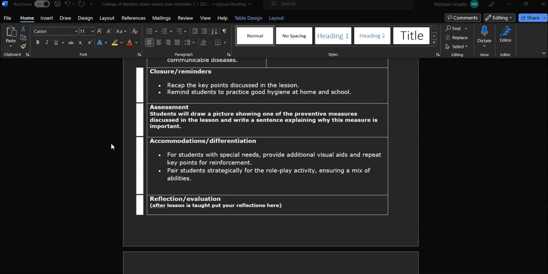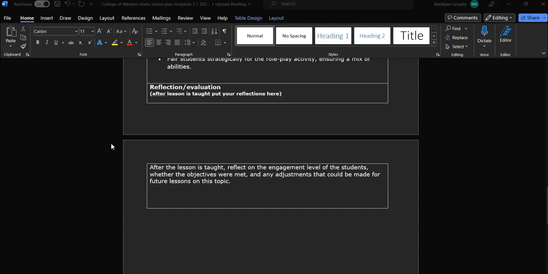For ensuring student recall, to help students remember what was taught, I will conclude the lesson by summarizing the key points and emphasizing the importance of practicing good hygiene at home and school. Additionally, I will provide a handout with the preventative measures for students to take home as a reference. And then for reflection, after the lesson is taught, reflect on the engagement level of students, whether the objectives were met, and any adjustments that could be made for future lessons on the topic.